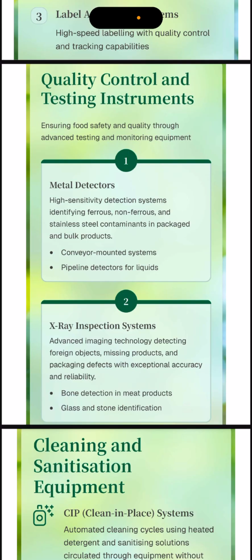Metal detectors are effective against metals that might break off from machinery. X ray systems are more advanced, capable of detecting denser, non metallic contaminants like glass, bone, or stone, and can also perform quality checks like verifying fill levels or spotting missing components.